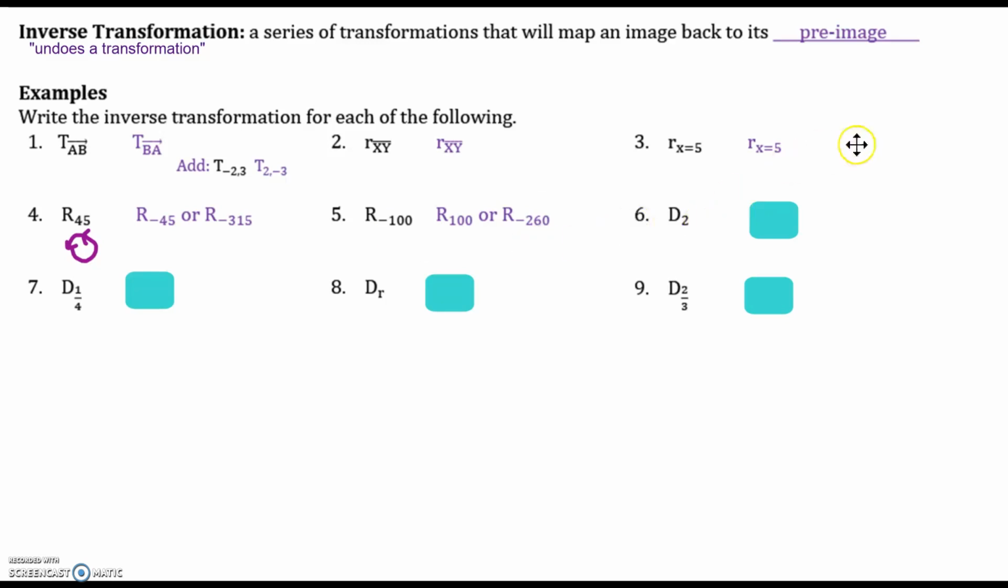Okay, for a dilation, you're going to do the reciprocal scale factor. So if you're dilating by 2, to undo that, you would dilate by the reciprocal of 2, which is 2 over 1. The reciprocal of that is 1/2. If you were doing 1/4, you would flip that, and you would get 4 over 1, or just 4. If you were doing a scale factor of r, which is really r over 1, then you would do the reciprocal of that, which means that you would do 1 over r. And if you had 2/3, you would do the reciprocal, which would be 3 over 2.